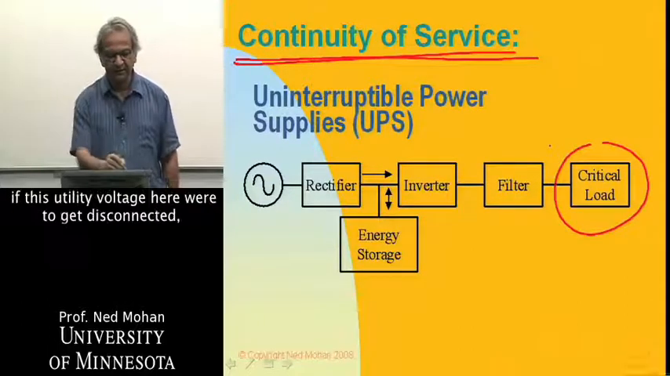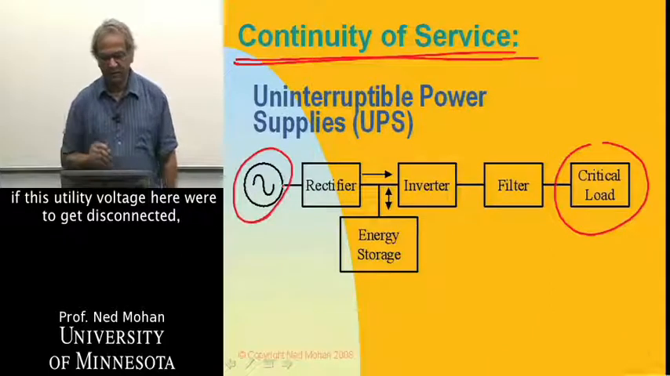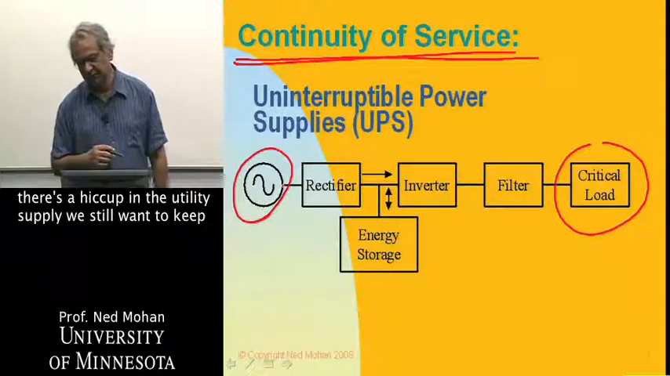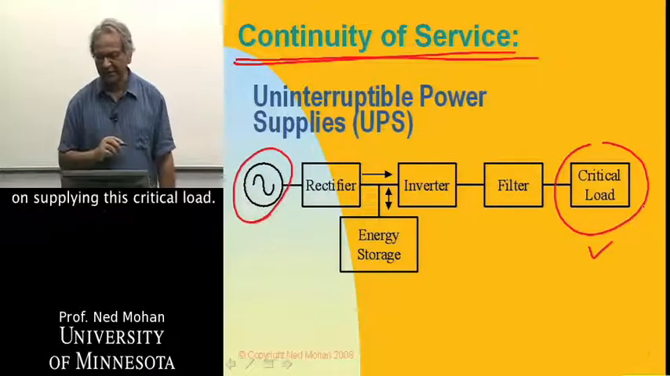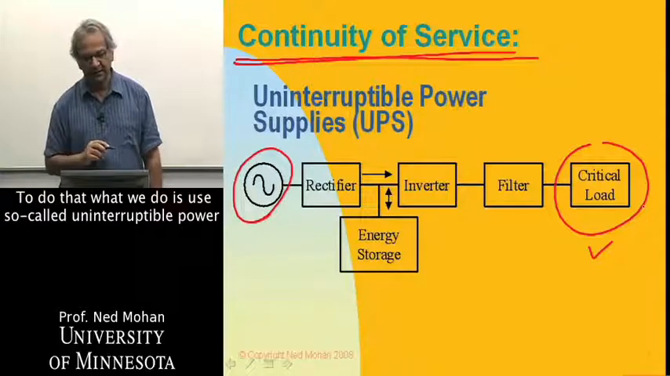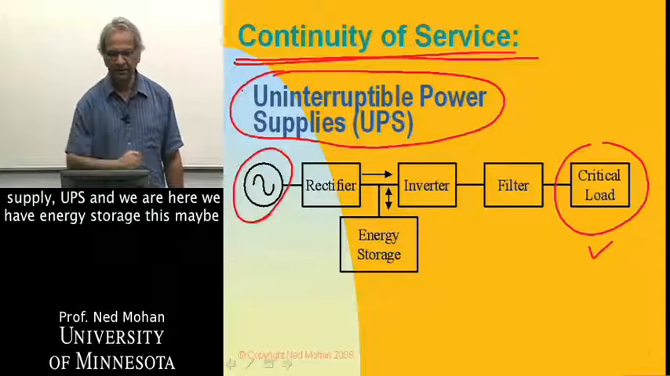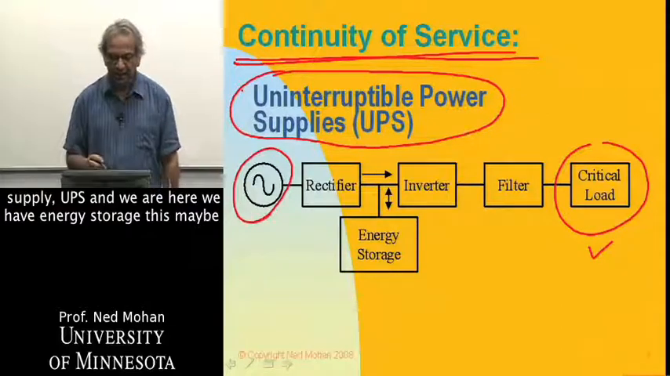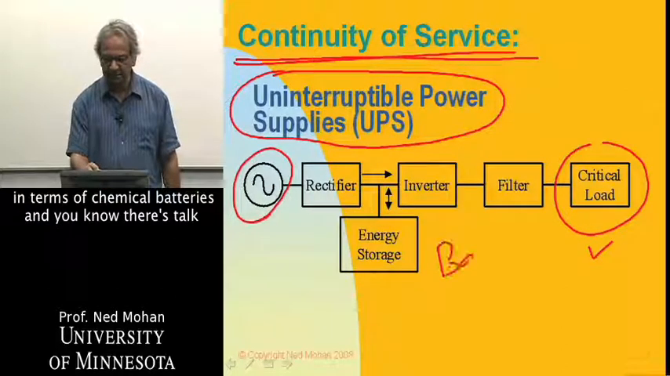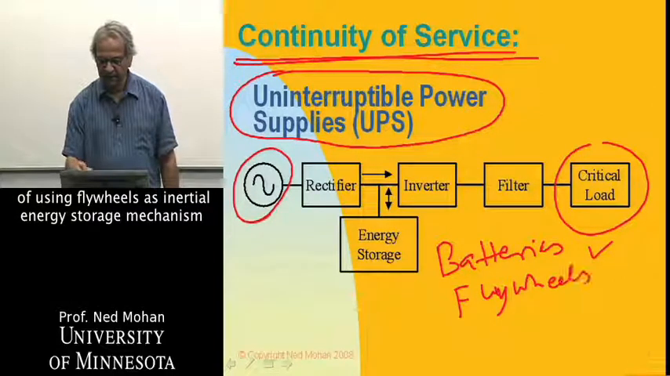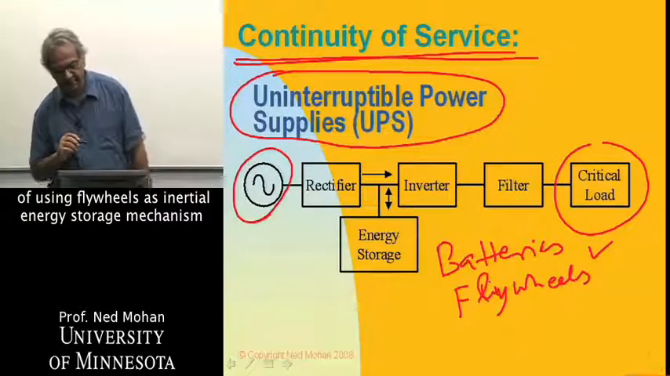must operate even if this utility voltage here were to get disconnected, there's a hiccup in the utility supply, we still want to keep on supplying this critical load. To do that, what we do is use so-called uninterruptible power supplies, UPS. And here we have energy storage. This may be in terms of chemical batteries. And there's talk of using flywheels as inertial energy storage mechanism.